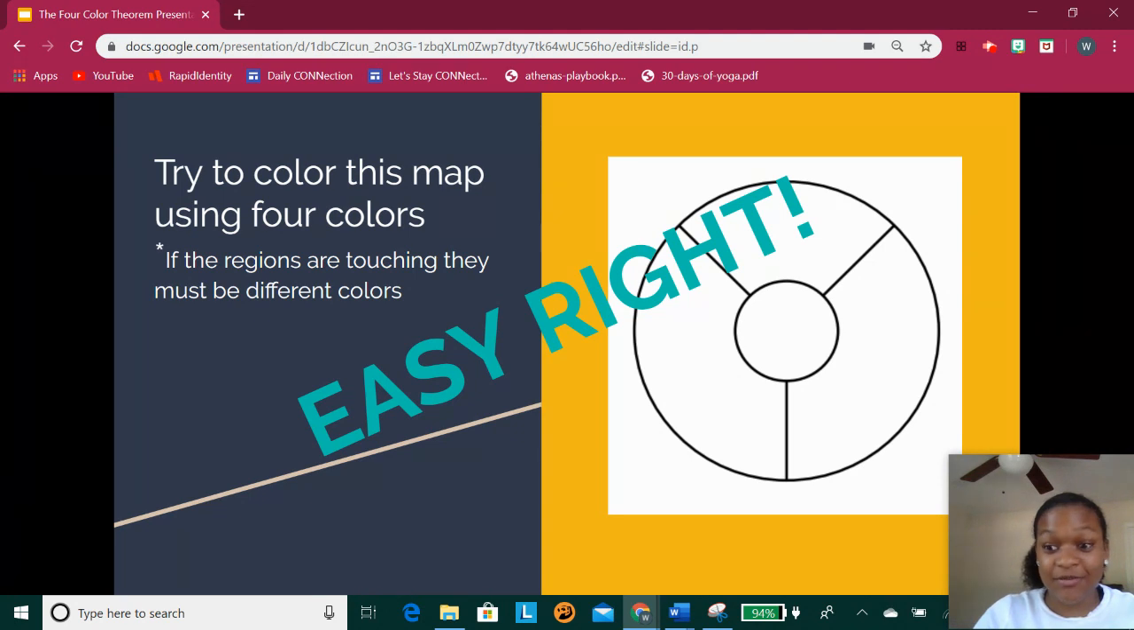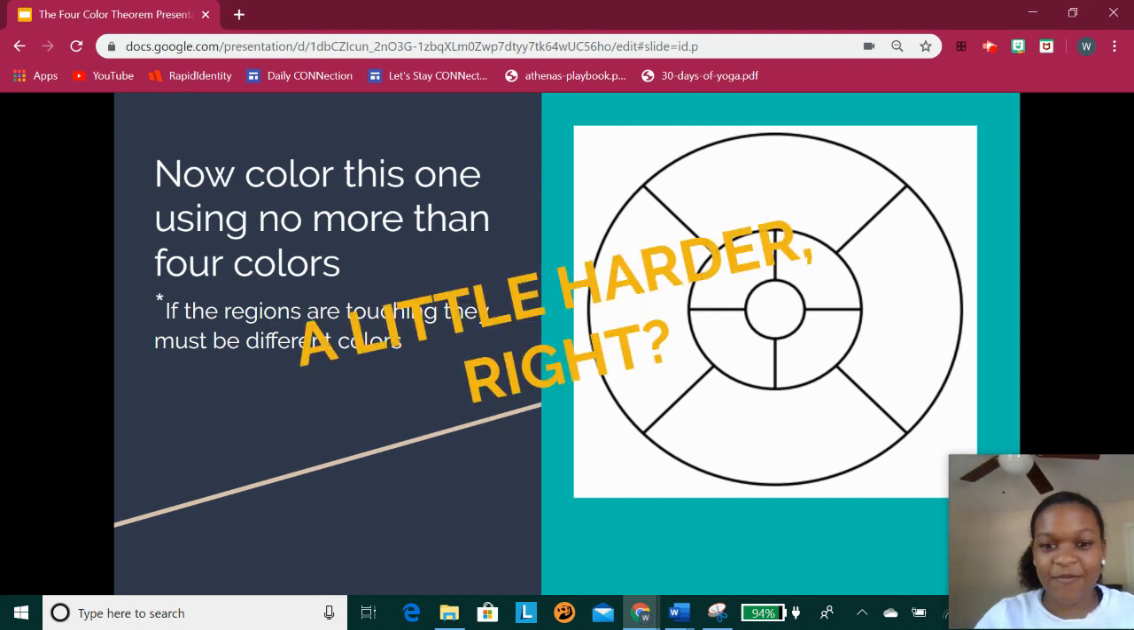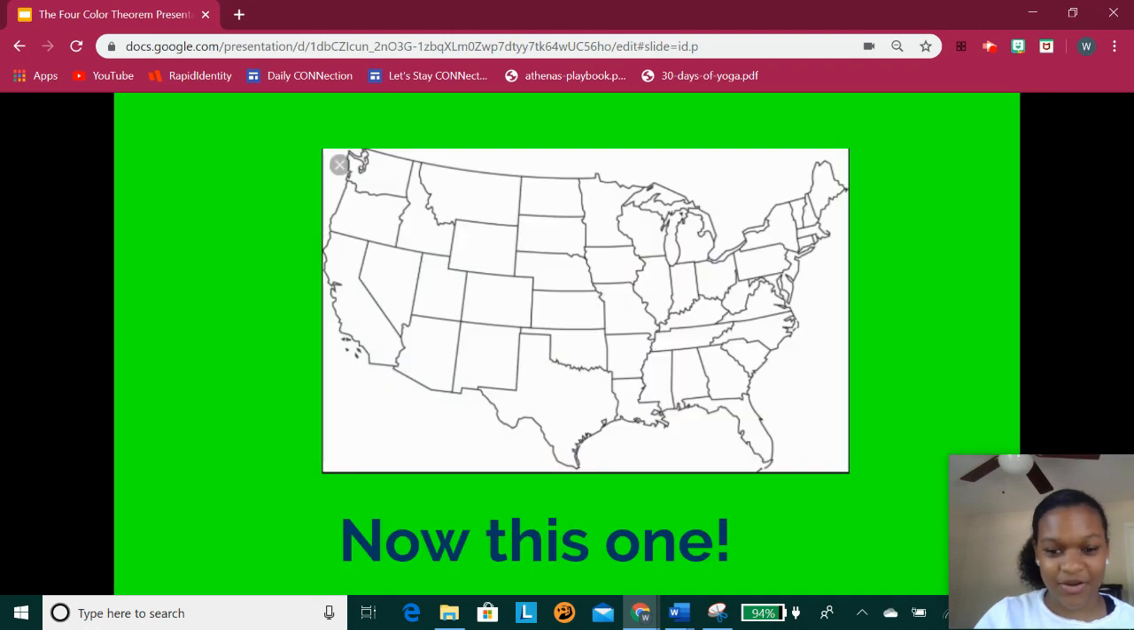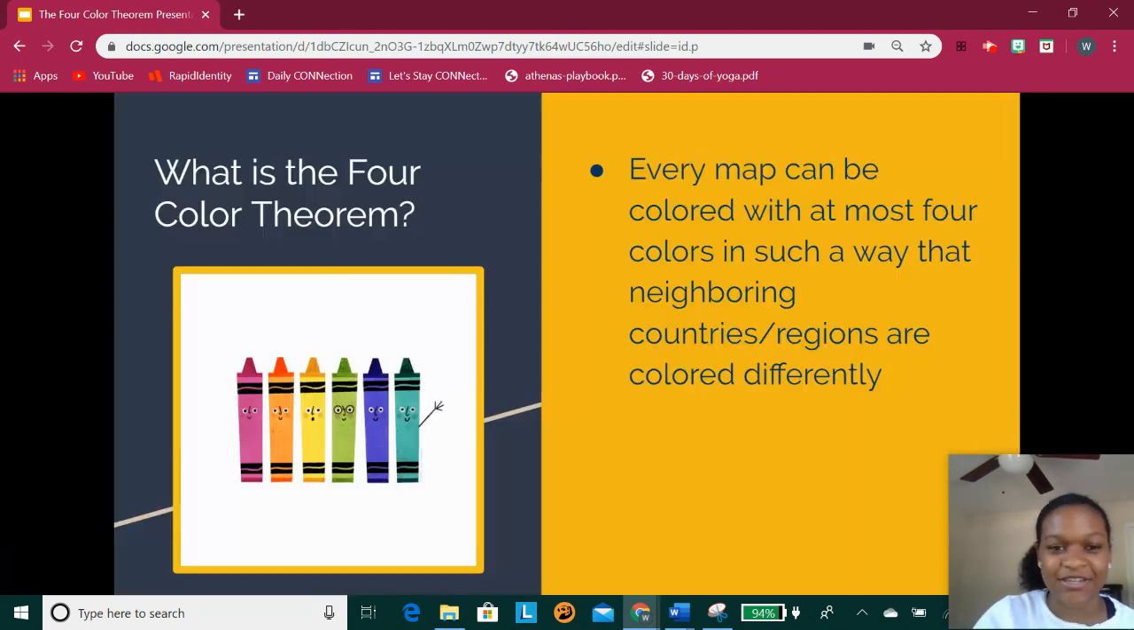Let's move on to a little bit of a harder one. So now color this one with no more than 4 colors. So try to draw it and color it with 4 colors. Pause the video. I'll wait. Alrighty. That one was a little bit harder, right? I would agree. Now for the ultimate challenge. Color this one. I'm just kidding. You can save that for a later date. Let's move on with the presentation.